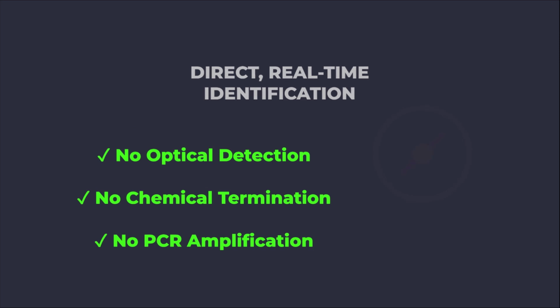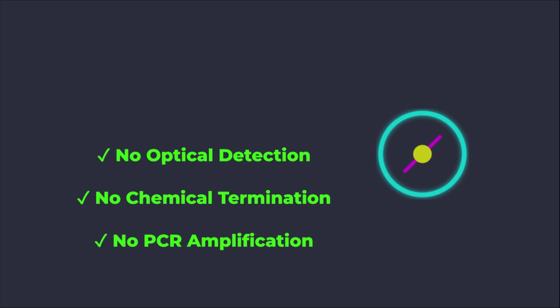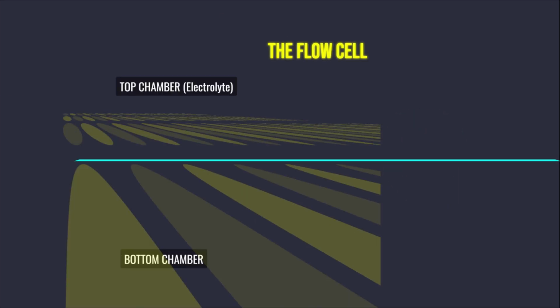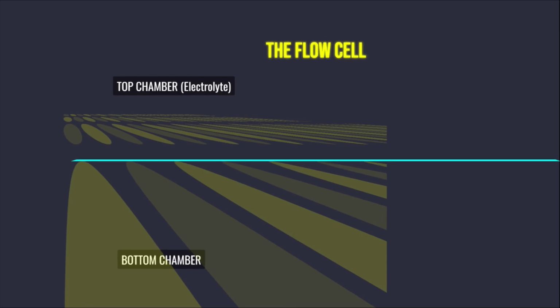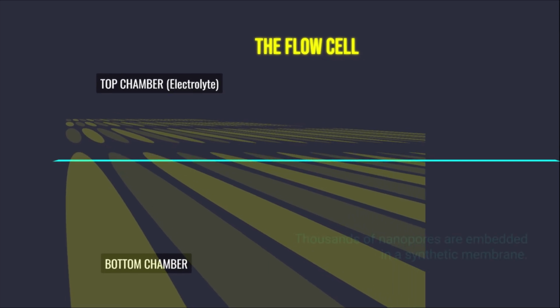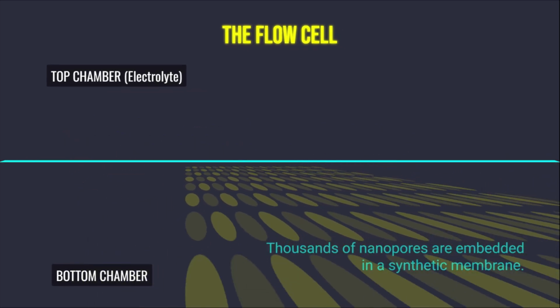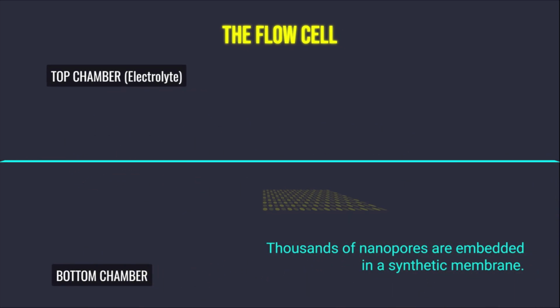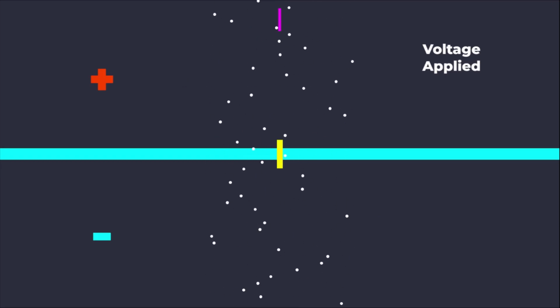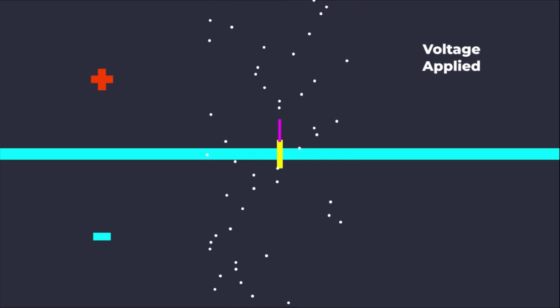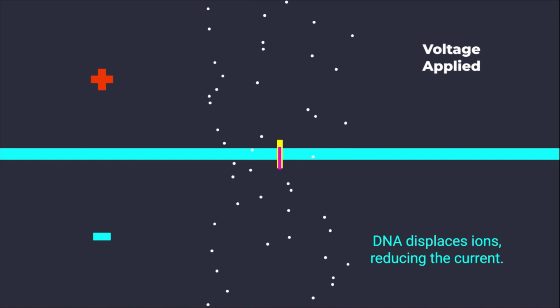This allows for direct, real-time identification of the base sequence without the need for optical detection or chemical termination steps, fundamentally changing how we approach genomics. The core component is the flow cell, containing thousands of synthetic or biological nanopores, typically derived from proteins like MspA or CsgG. These pores are integrated into a lipid bilayer or a synthetic polymer membrane separating two fluid chambers containing an electrolyte solution. A voltage is applied across this membrane, establishing a steady ionic current, usually potassium chloride.